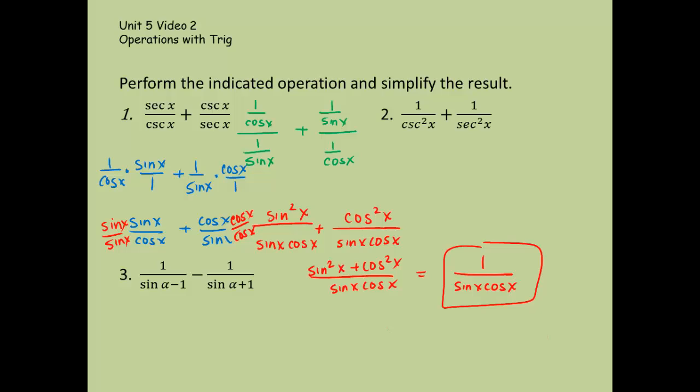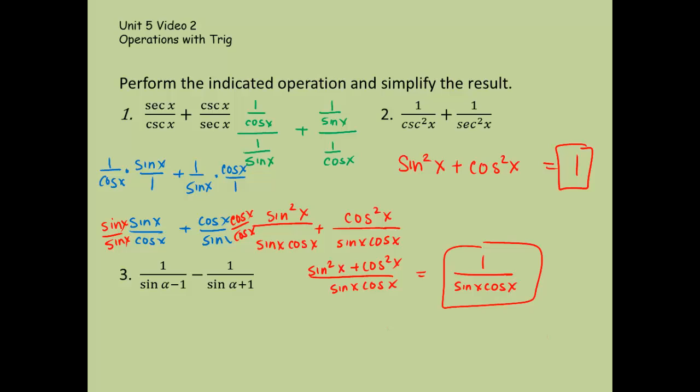Let's try number 2, which I promise will be a lot faster. Because, again, if I use the idea that 1 over cosecant squared of x is really just sine squared of x, and that the secant squared of x is really just cosine squared of x because of my reciprocal functions, then I could add those together and use my Pythagorean identity. The answer is 1.